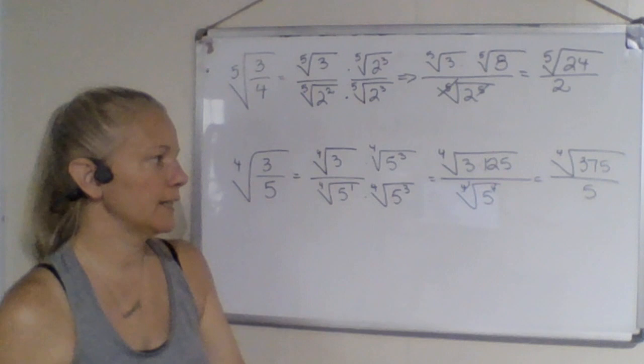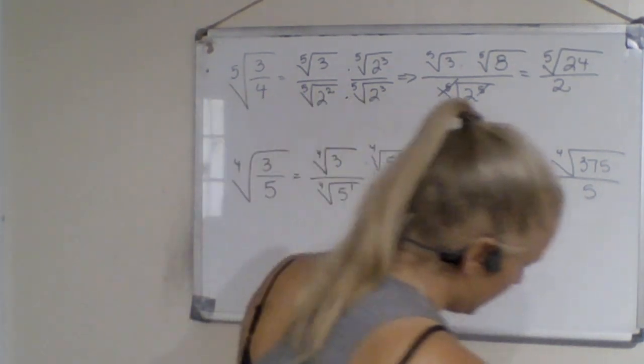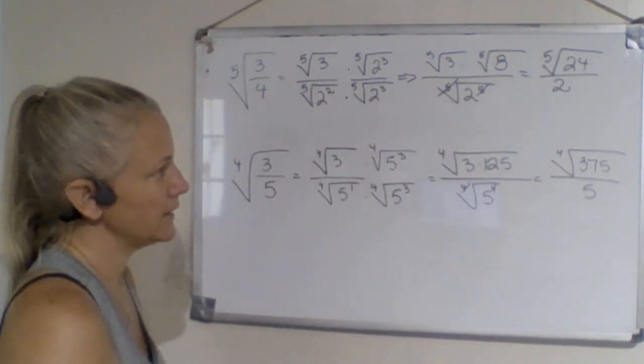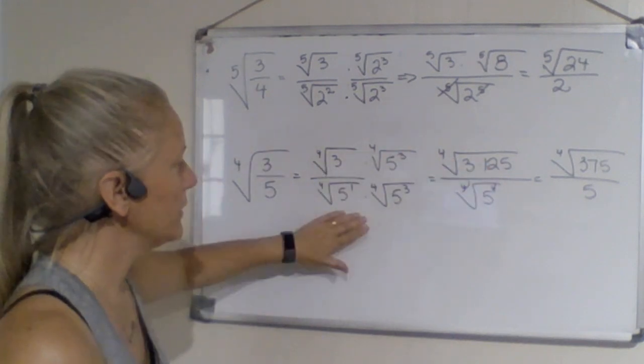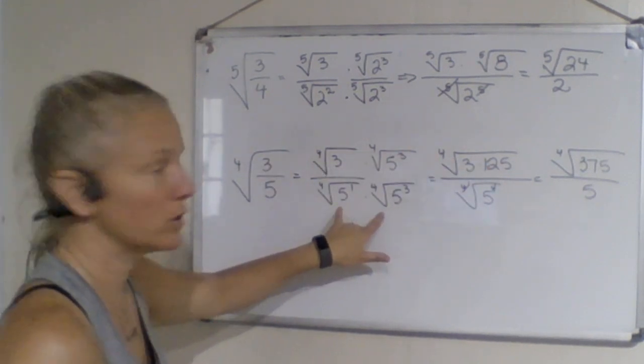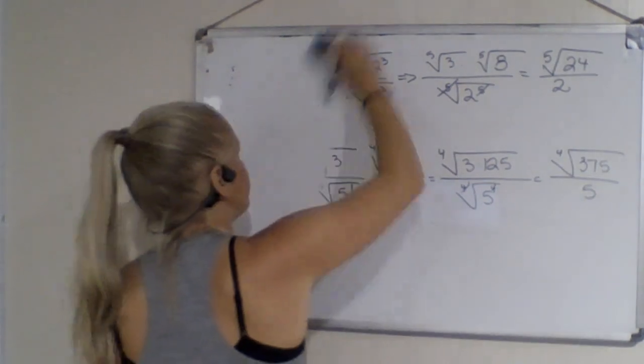I need 4 of a kind. I only have 3 of a kind, and we're done. I did one extra because I wanted to make sure you know how we do this in order to get rid of the square root, or any type of root, on the bottom.